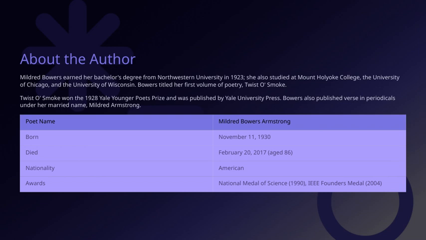That collection actually won the Yale Younger Poets Prize in 1928 and was published by Yale University Press. Additionally, she published poetry in various periodicals under her married name, Mildred Armstrong. This highlights her versatility and dedication to her craft. Connecting this to our overall theme, Mildred Bowers Armstrong exemplifies how a person can excel in both the arts and sciences, enriching our understanding of the diverse talents that contribute to our cultural and scientific heritage.